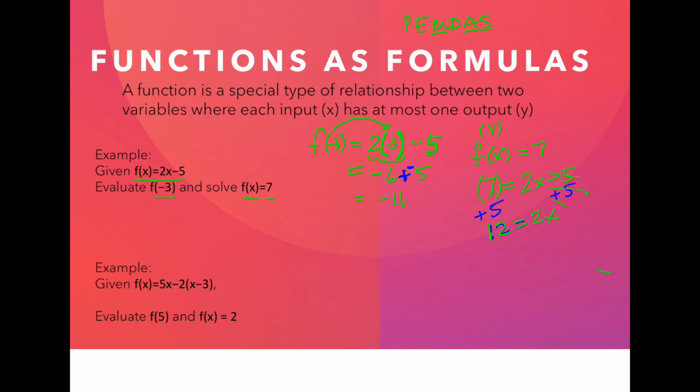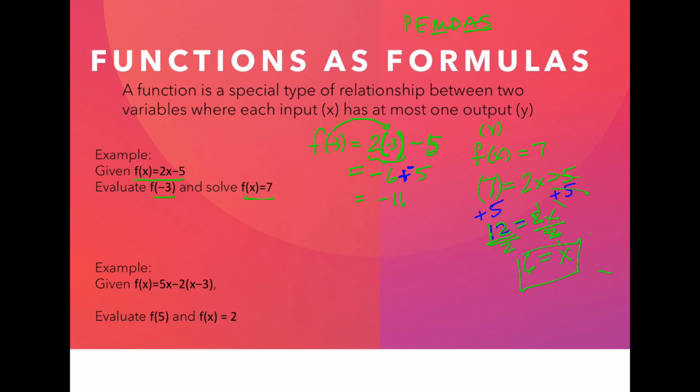Another way to ask it: 2 times what is 12? To systematically find that, we can undo our multiplication by 2 by dividing both sides by 2. 2 divided by 2 is 1, so that cancels out. And I have x equal to 12 divided by 2, which is 6. So in other words, the input of 6 results in an output of 7.